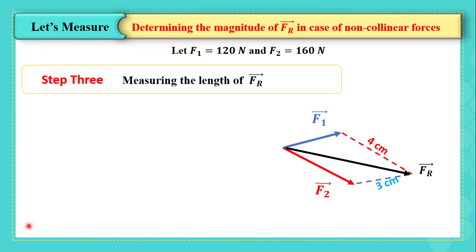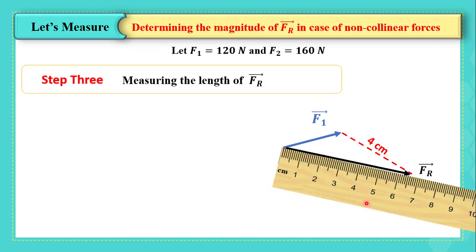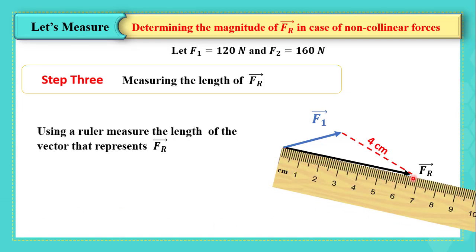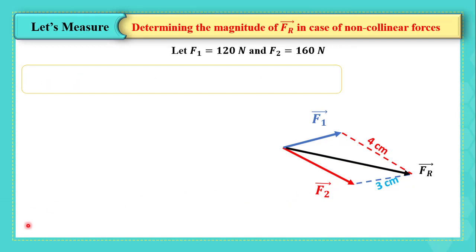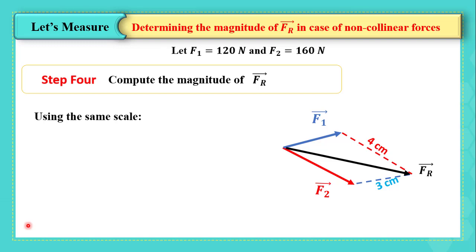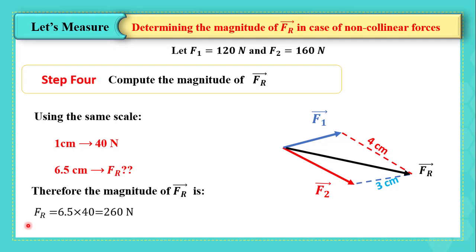The third step is to measure the length of the resultant force Fr using a ruler. The length is measured to be 6.5 centimeter. Now, to compute the magnitude of the resultant force Fr, you should use the same scale used to represent F1 and F2 by applying the cross multiplication rule. You will obtain that the magnitude of Fr is equal to 116 Newton.